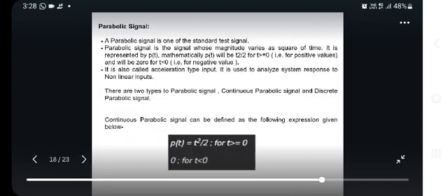Next one is the parabolic signal, a basic standard test signal. The parabolic signal is a signal whose magnitude varies as the square of time, that is, p of t is equal to t squared by 2 for t greater than or equal to 0. If t is less than 0, the p of t value is equal to 0. This is the basic mathematical expression of the parabolic signal.